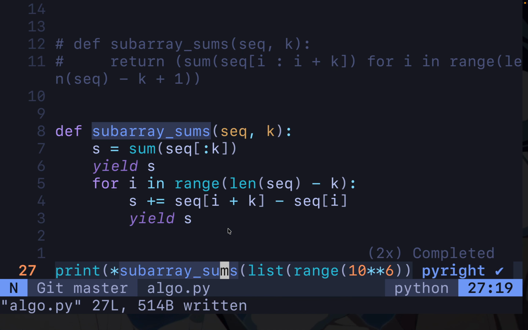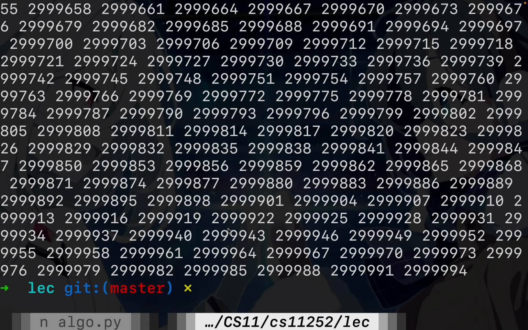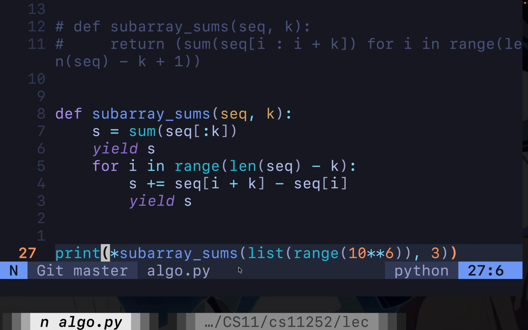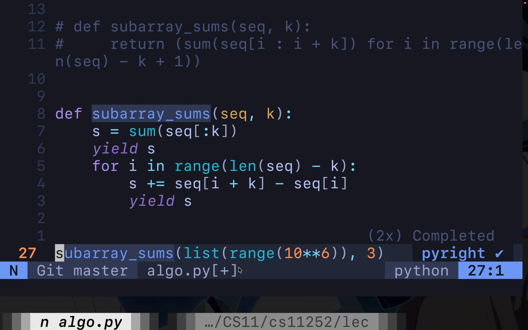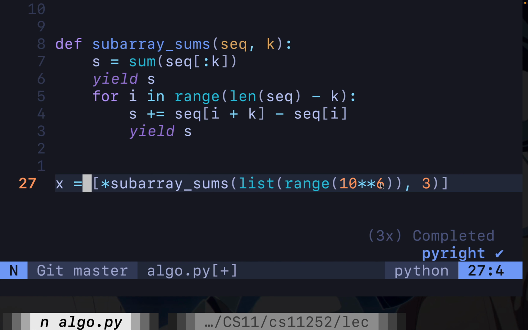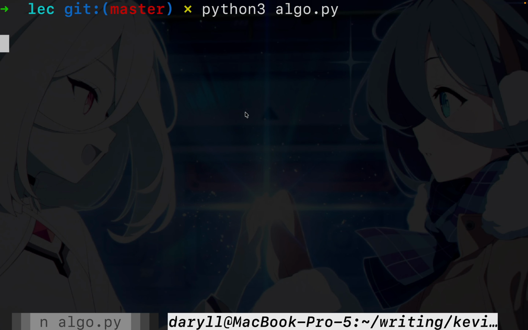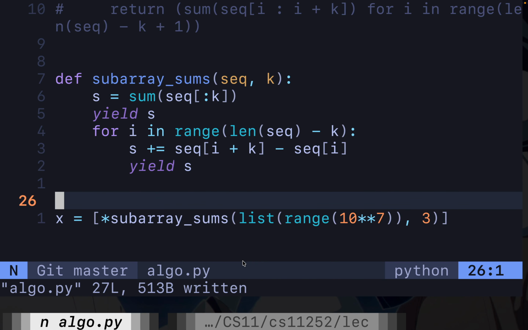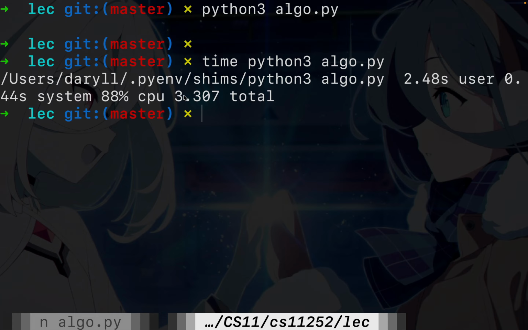So if we have this, and we now try to run this function here, this is going to be a lot faster. Let's run this. If this was 10 raised to 7 and I ran that, you'll see that this takes a few seconds. Let's actually time that. If we try to run this, it's going to take around 3-ish seconds.